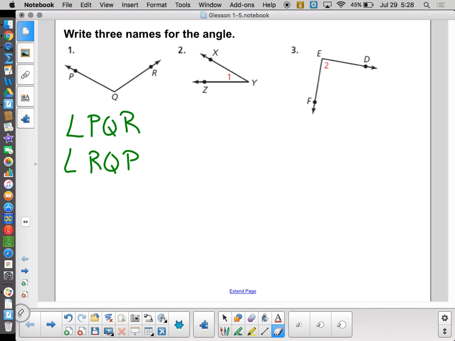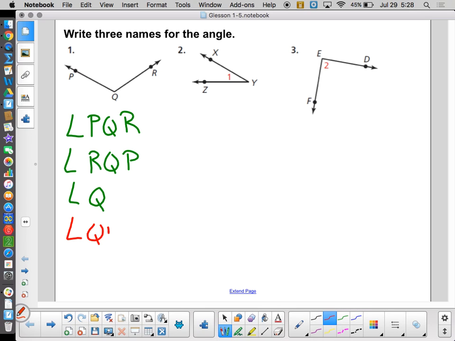But it says, what's a third way of naming this? Since there's only one angle pictured here, I can take a shortcut and just call it angle Q. Because there is only one angle Q there. There are no additional angles that use that vertex. So I can use a shortcut. What I can't do is say QPR. Why? Because if I start at Q, then go to P, then go to R, that's not the same angle, is it?